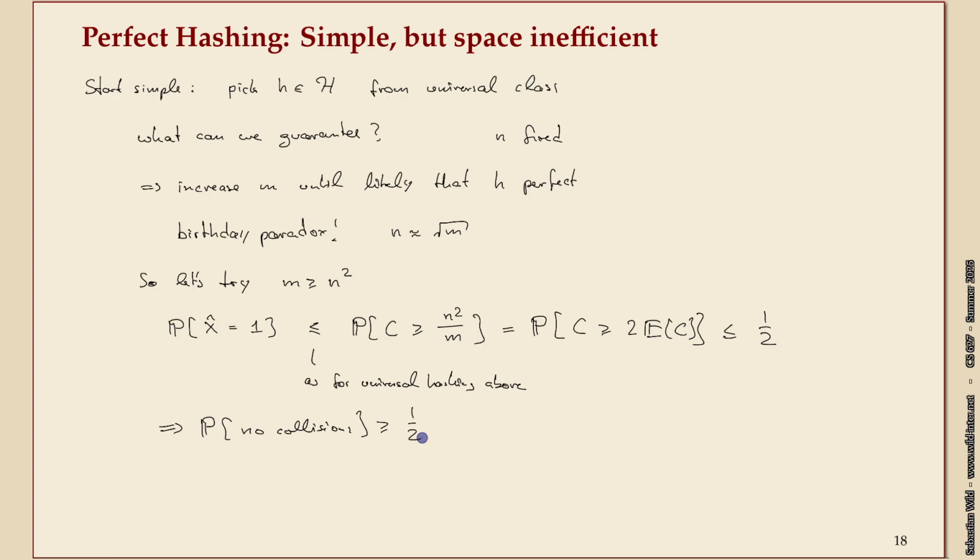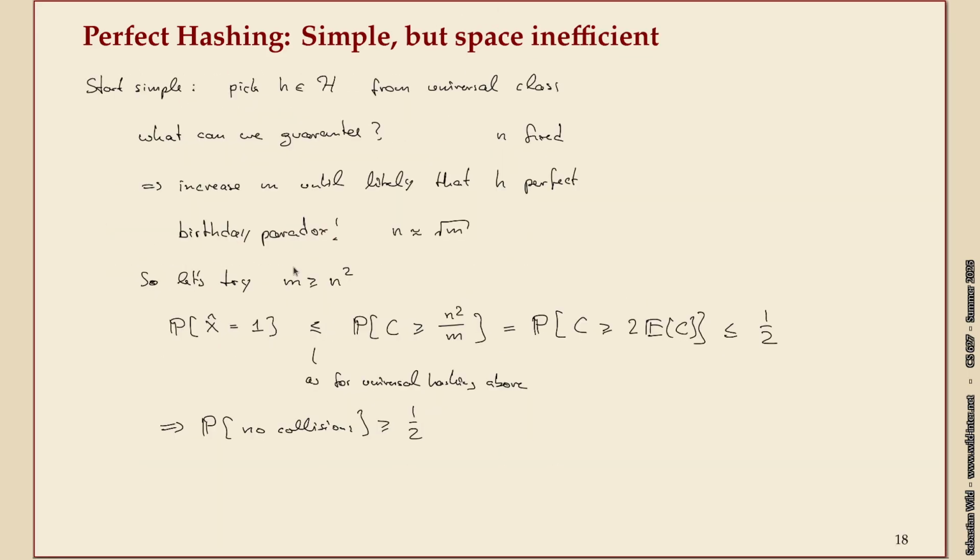So if we just pick enough bins, specifically it's enough to pick n squared bins, we have a good probability that just a standard universal hash function from one of the classes we know will do the trick and will be perfect.